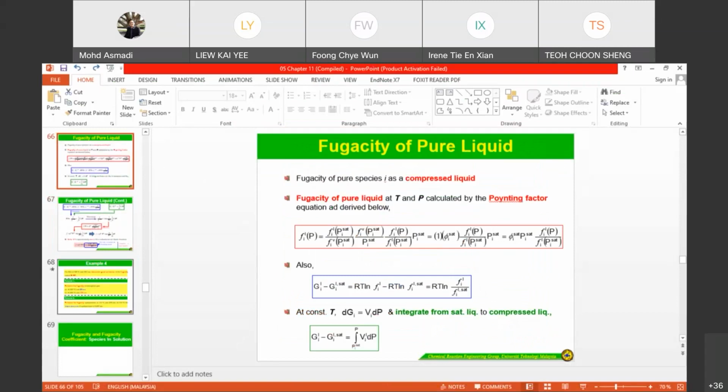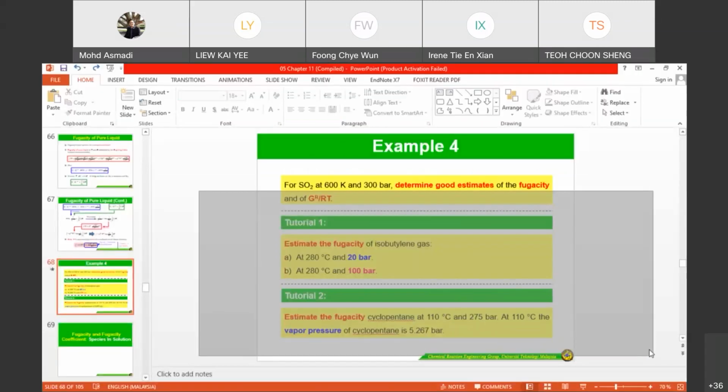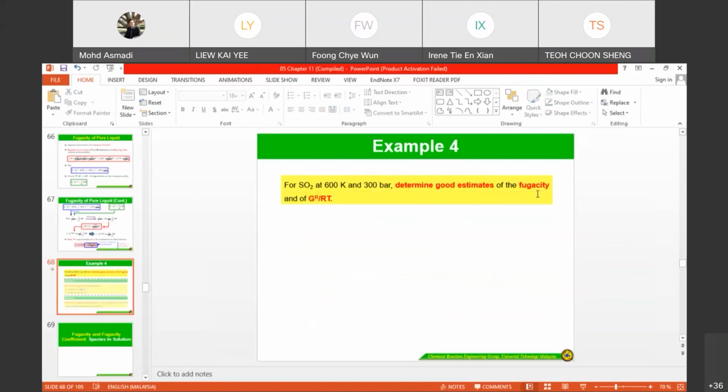Okay, let's do the tutorial before we stop. This is the last tutorial. For SO2, at 600 Kelvin and 300 bar, determine a good estimate of the fugacity and GR divided by RT. If you look here, at 300 bar and 600 Kelvin, which method can we use?